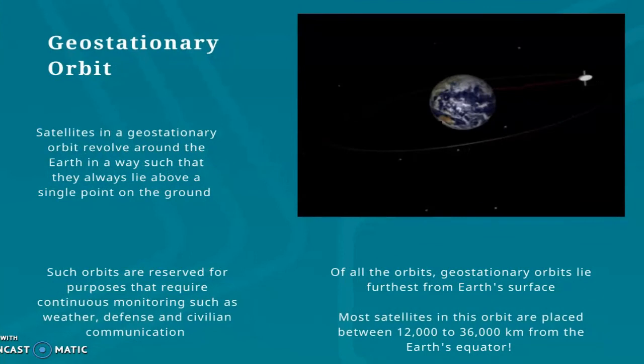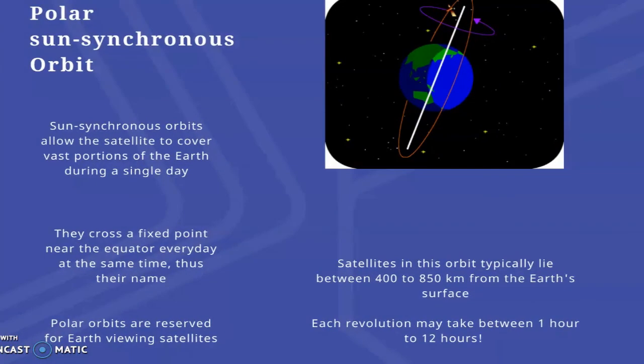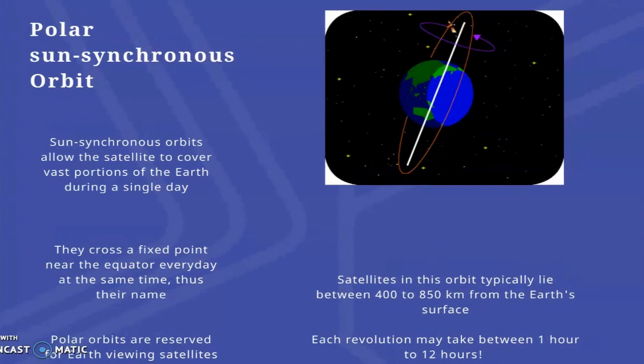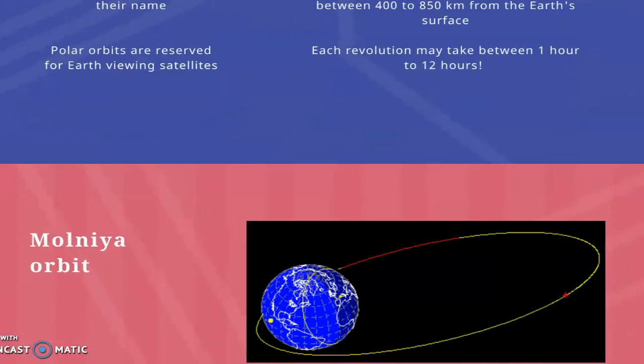This is what a geostationary orbit looks like. The general distance of a geostationary orbit above the surface of the Earth is approximately 12,000 to 36,000 kilometers, and this is measured from the equator. Let's move on to the second one. A polar sun synchronous orbit generally lies only 400 to 800 or 850 kilometers above the surface of the Earth, and this is why it has higher velocity and it can keep revisiting multiple times during even 1 day.